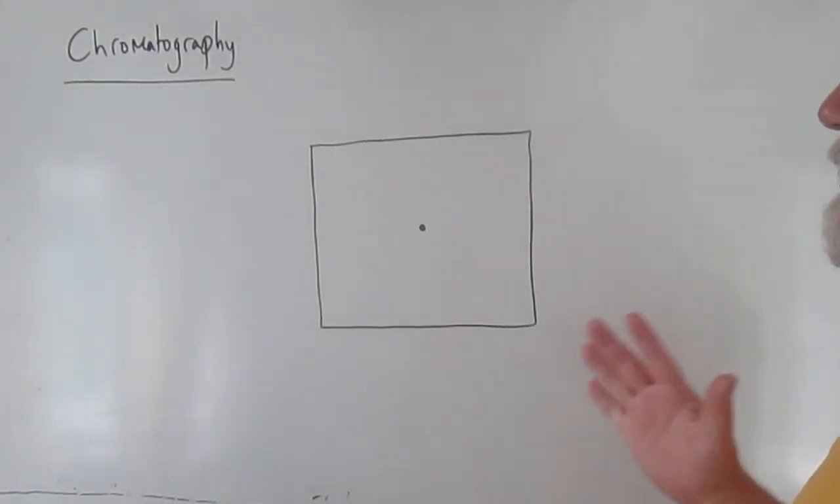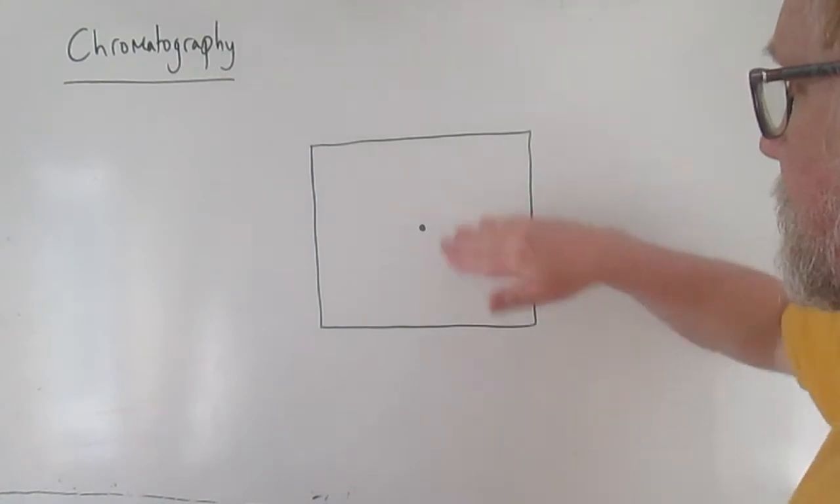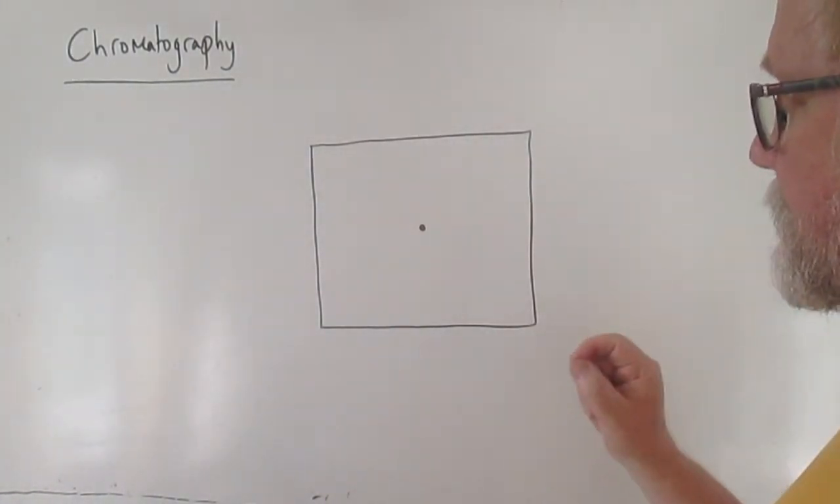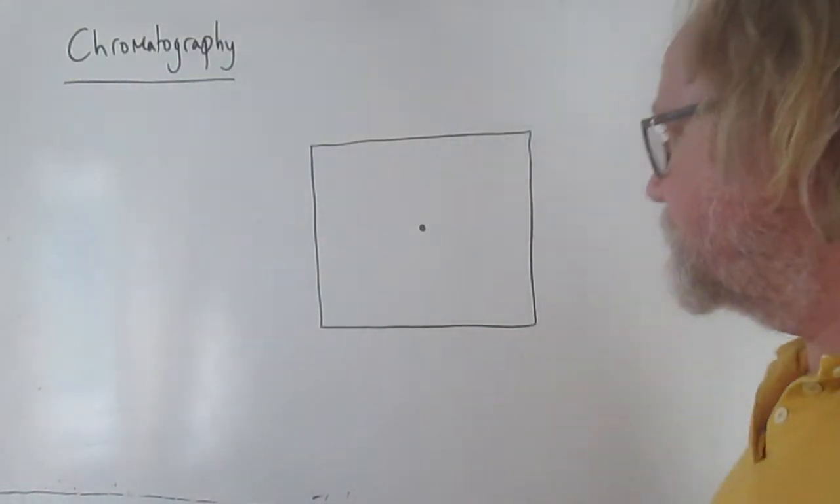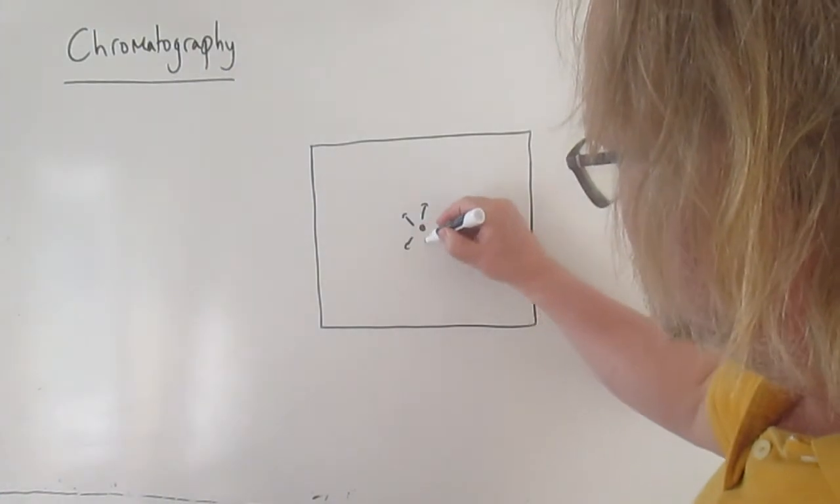So let's just really go through what exactly is happening in this experiment. So here's our starting point. So we've got our focus spot in the middle there, and we apply a little bit of solvent to it, and the point is that the solvent then starts to spread out in all directions.